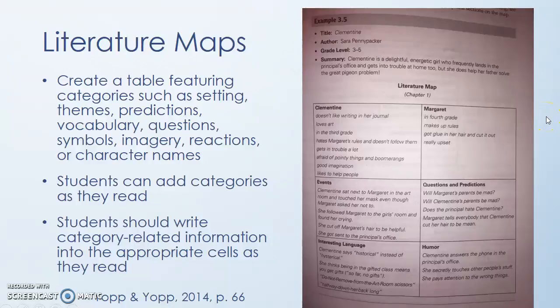Our next reading activity is a literature map, where you would have a table of categories such as setting, themes, symbols, questions, characters, and you would write category-related information into the appropriate cells as you read.